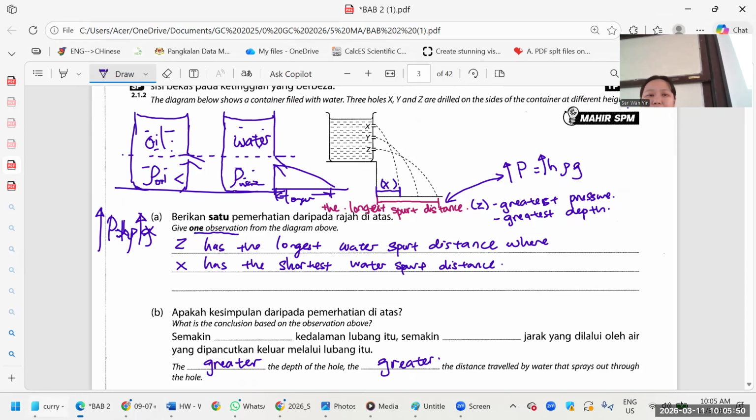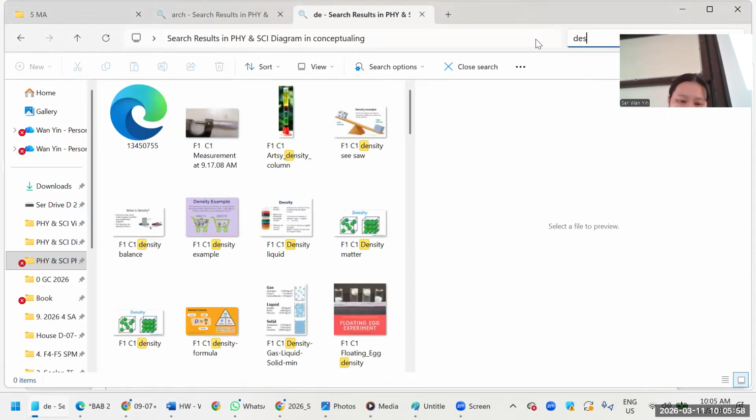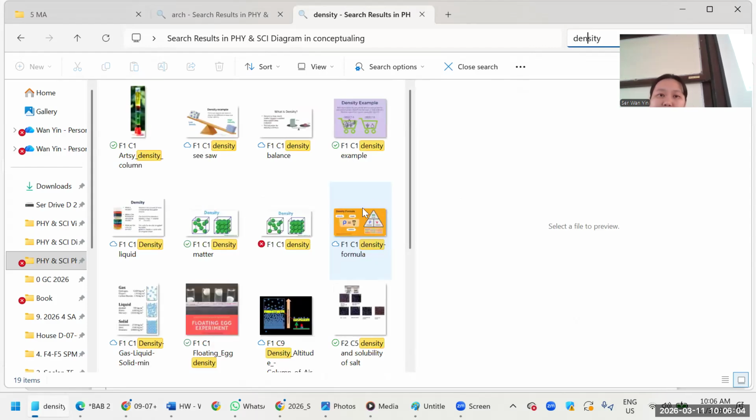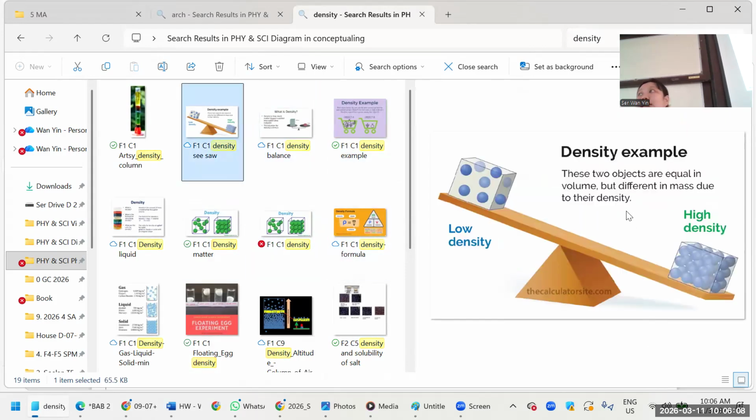Okay, about density. May I know what is density? Me too. What is me too? Yeah, the mass per unit volume. So it's actually like this. Density of, why we say less dense is because there are fewer molecules.